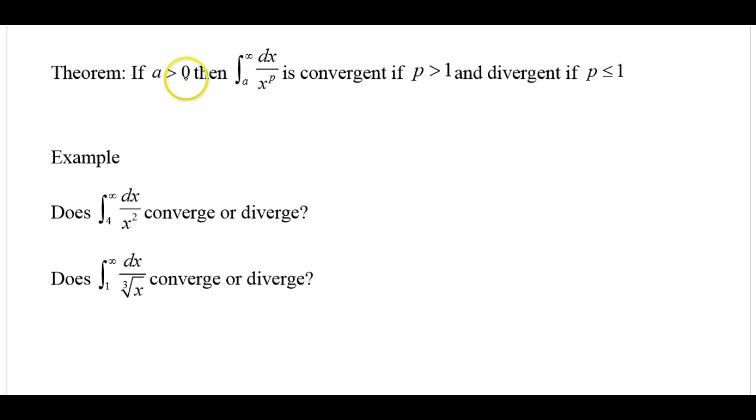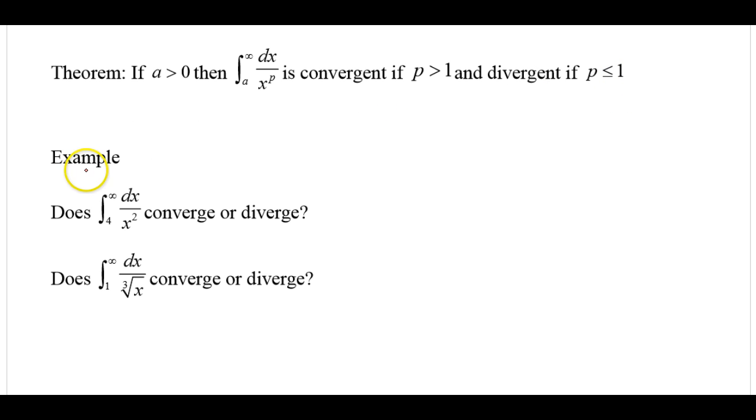Alright, so this brings us to a theorem. If a is greater than 0, so if a is a positive number, and I'm trying to evaluate the improper integral from a to infinity of dx over x to the p, this improper integral is convergent if p is greater than 1 and divergent if p is less than or equal to 1.